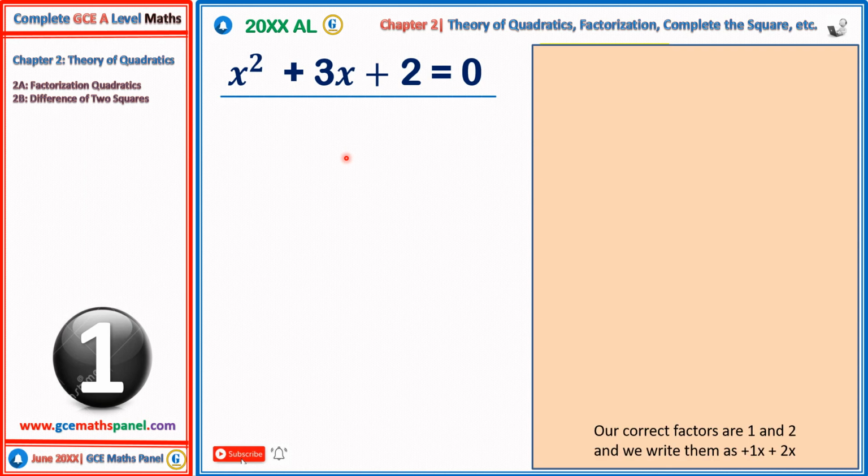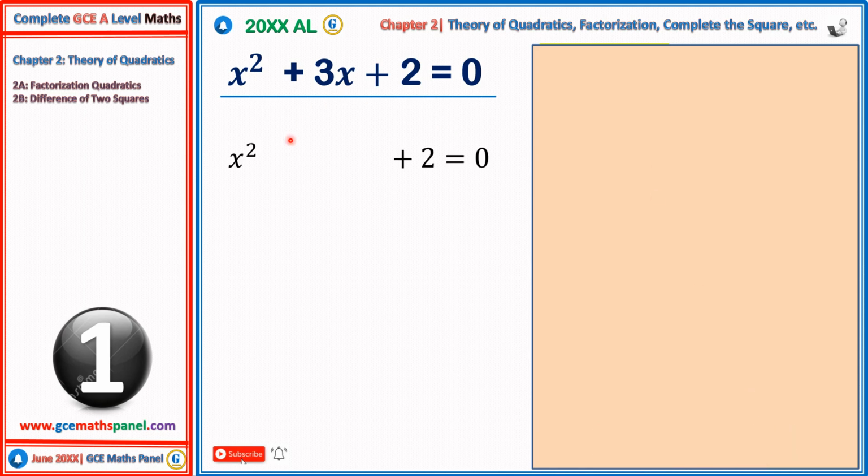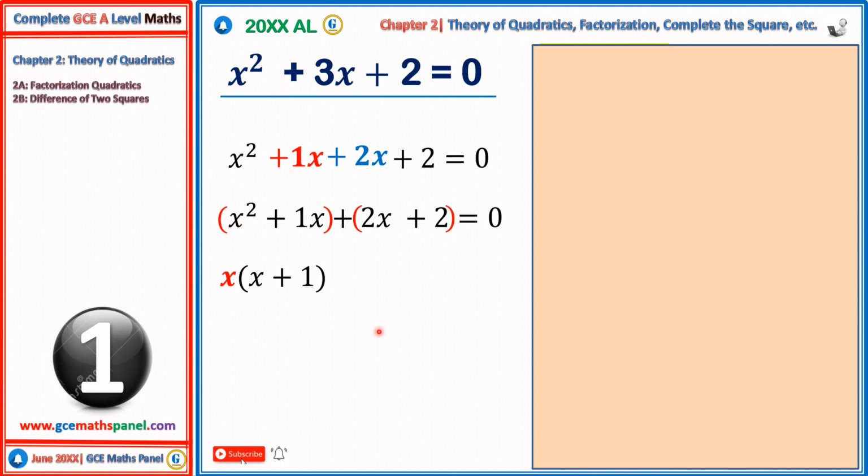Alright, so we now cover our worksheet and continue. We know that our correct pair of factors are plus 1x and plus 2x. So we are going to write this as x squared plus 1x plus 2x, plus 2, and I copy out everything. The only thing that is changed here is this plus 3x. That's equal to 0. We now group them in 2's. The first 2 terms we put in brackets. We skip the plus sign and group the next 2.